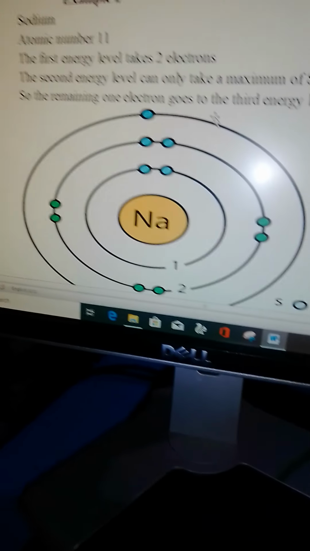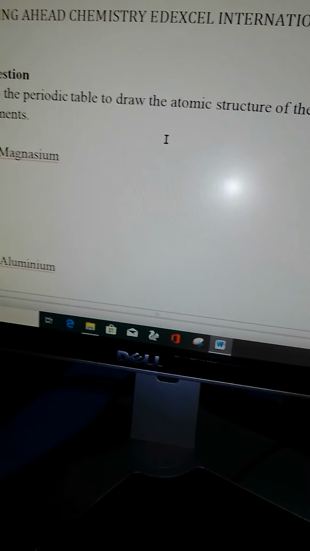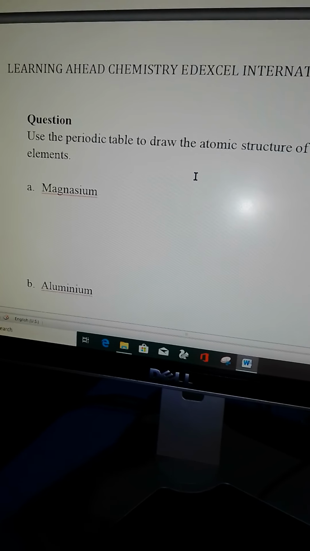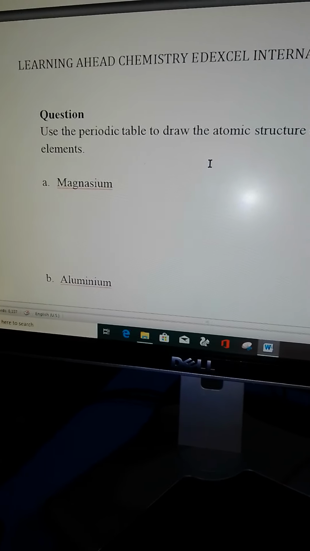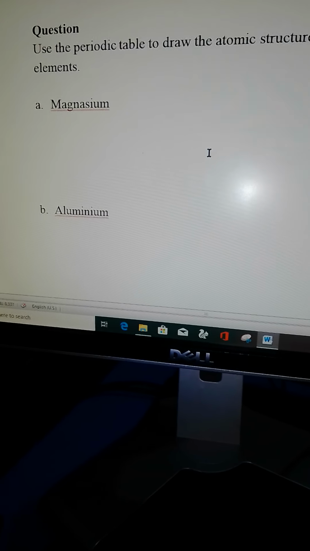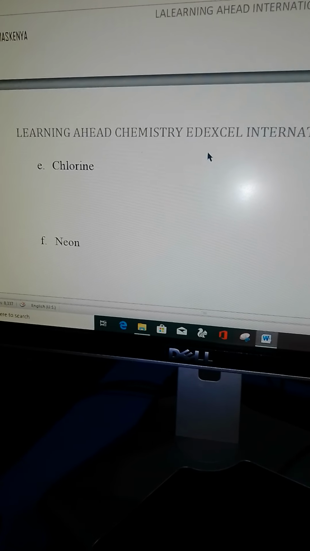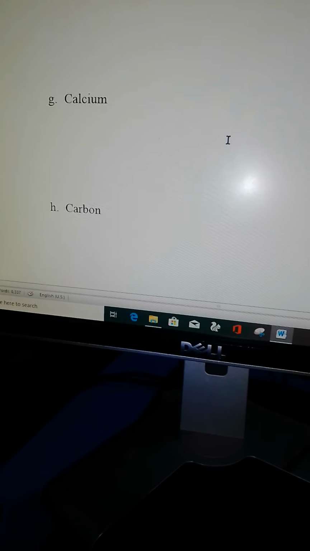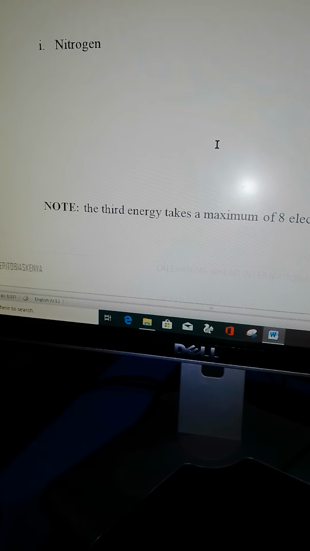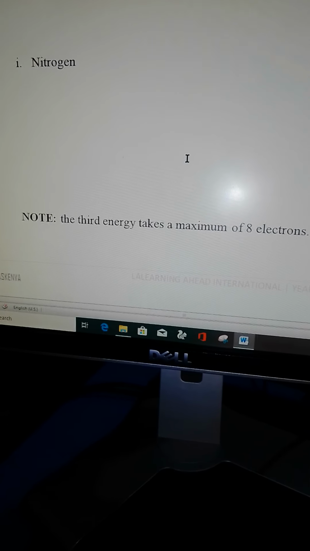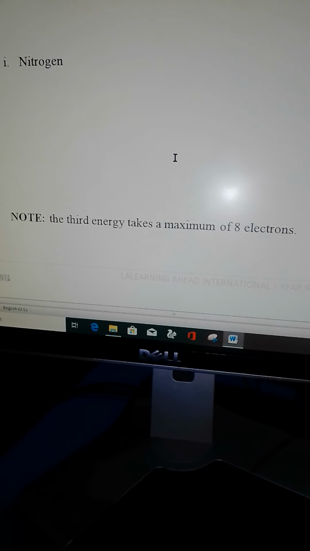Good. So moving on like that, we'll be able to use the periodic table to draw the atomic structure of the following elements: magnesium, aluminium, sulfur, oxygen, chlorine, neon, calcium, carbon, nitrogen. And there's a note here that the third energy level takes a maximum of 8 electrons. For example, calcium has atomic number 20. So the first will be 2, the second 8, the third 8, and the last one 2.